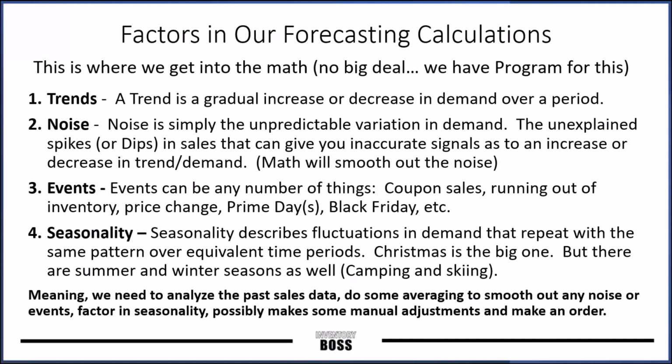So what this means is we'll need to analyze the past sales data, do some averaging to smooth out the noise or events, factor in seasonality, possibly make some manual adjustments, and then make an order. It's intuitively very simple, but we're going to use some mathematics to make it more precise.